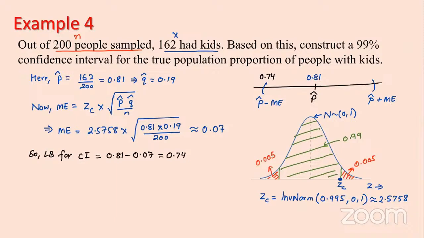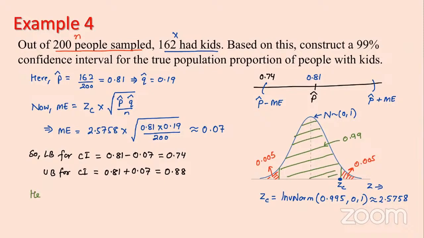Upper boundary, let's find upper boundary for confidence interval is 0.81 plus 0.07. What do you get? 0.88. Very good. So now we can finally write our answer.